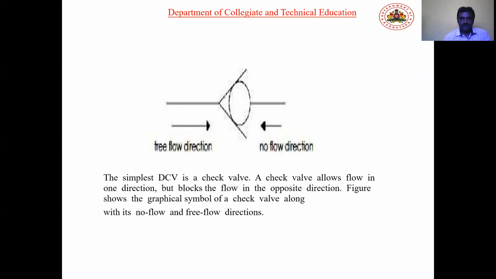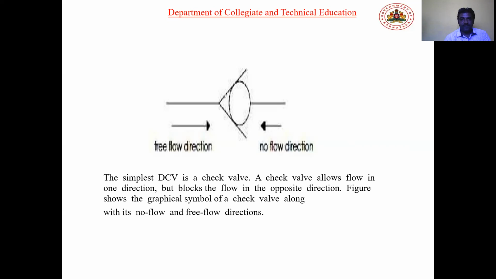Here I have one example of a directional control valve. This figure shows a simple directional control valve whose function is to control the direction of flow of a hydraulic fluid in a system. You can see the figure. It is the simplest form of a DCV, direction control valve. It is also called a check valve. As the name itself indicates, a check valve checks or allows the flow of fluid only in one direction.